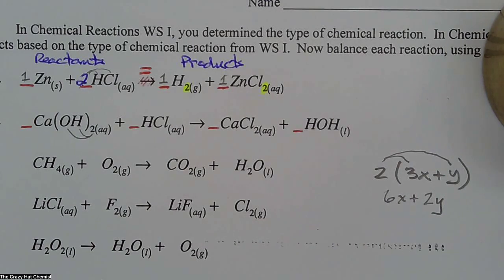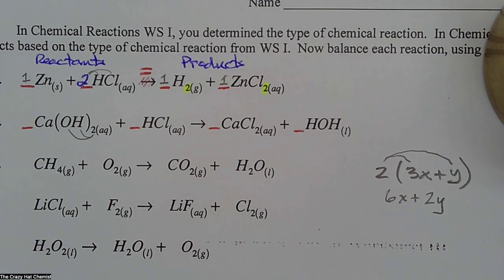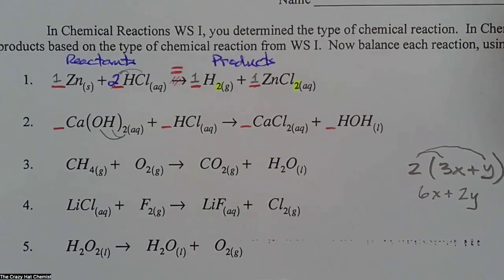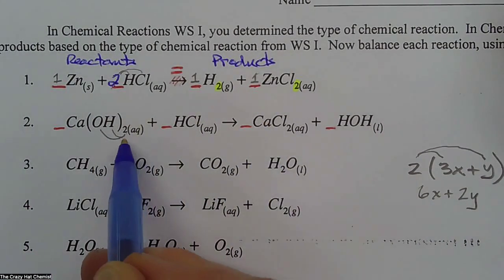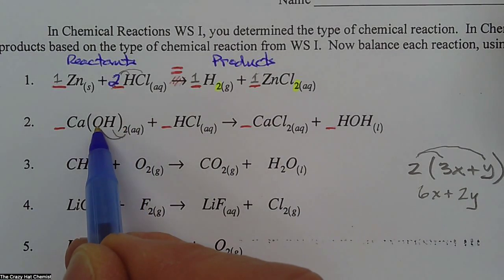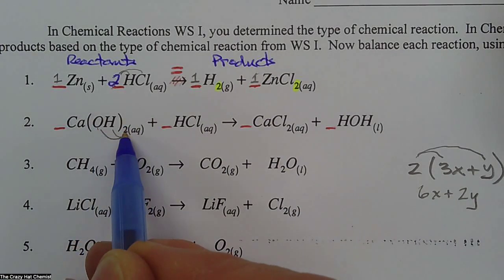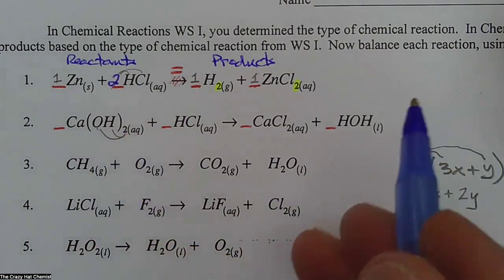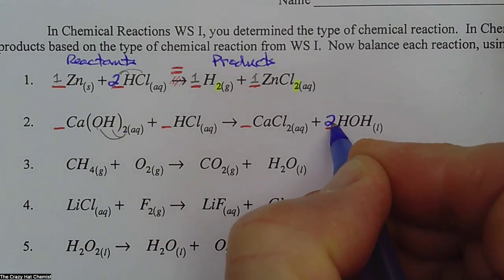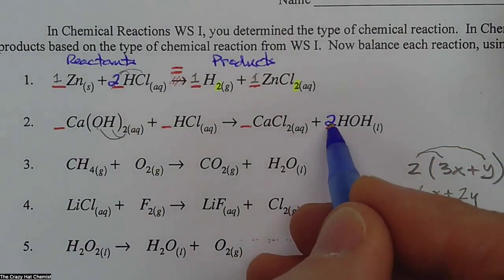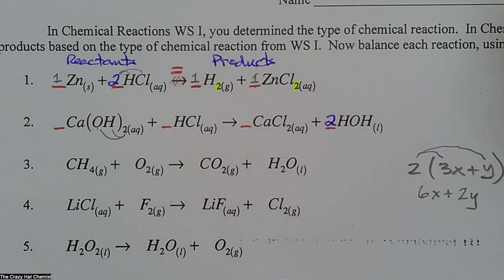Okay, so we're going to slide this back on over here just like that. And now what we're going to do is we're going to go, aha, there's 1 calcium, 1 calcium. There are 2 oxygens on the reactant side with that subscript. Then there's 1 oxygen here. So that means I'm going to place a 2 right here like that. That will give me 2 oxygens.